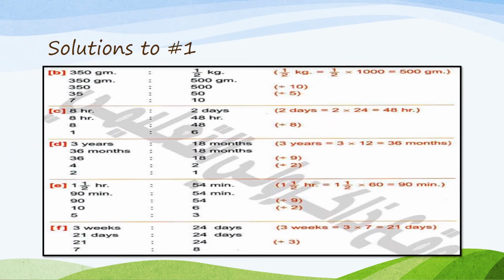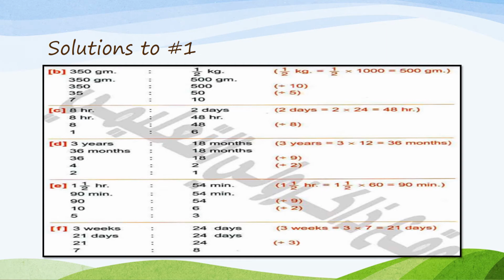Solutions to number 1. We have done number 1 together. We have not done it all, so I'm going to finish the rest of them with the answers of the book here. Number B was 350 grams to half a kilogram. We can't use different units, we need the same units. So here he converted the kilogram into grams. He multiplied by 1,000 because a kilogram has 1,000 grams. It's going to be 500 grams.